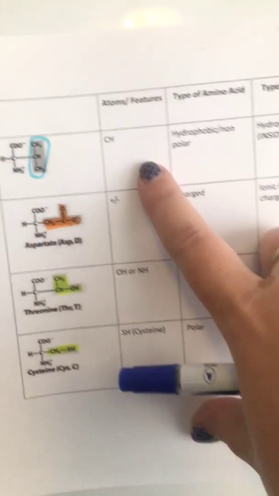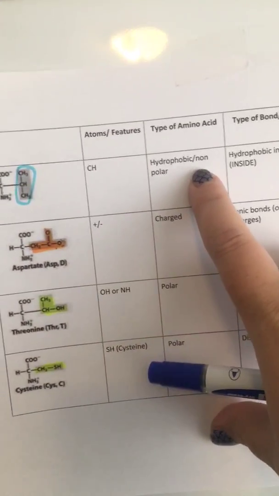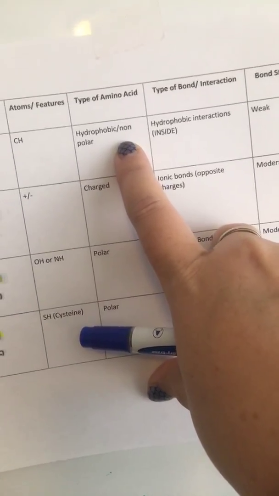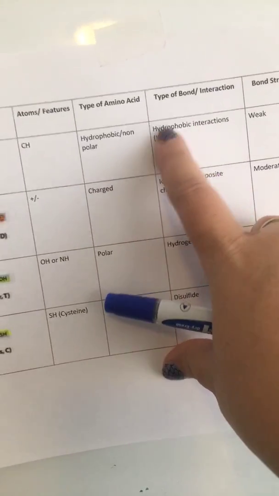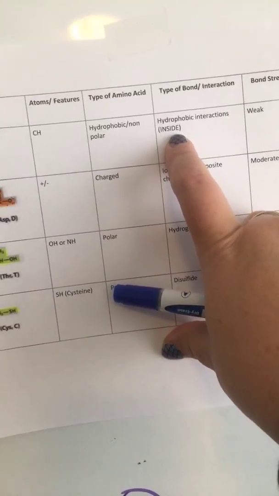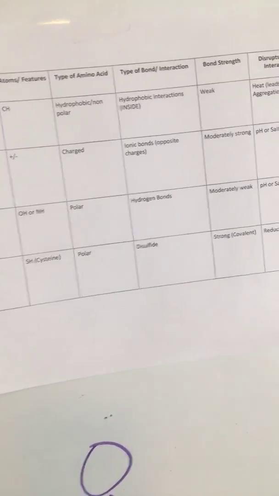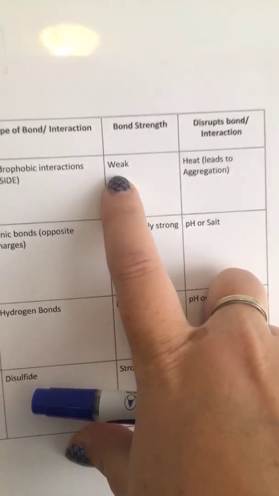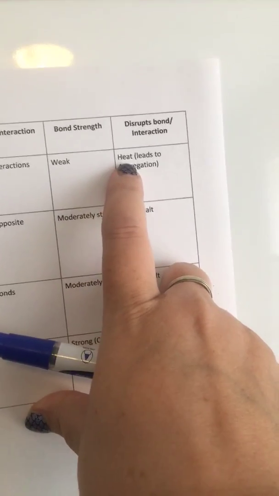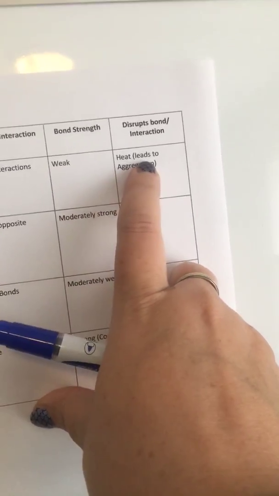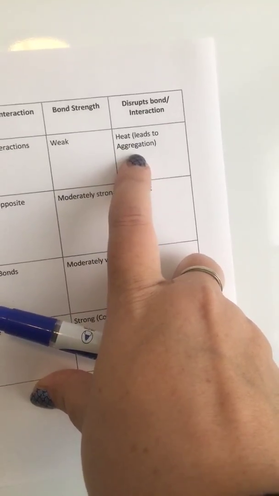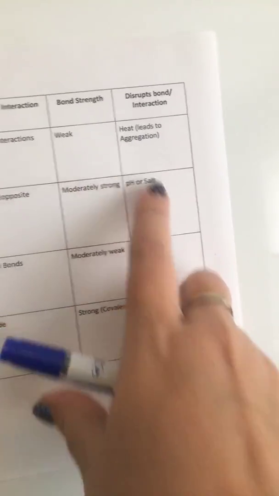Okay, so we have our carbons and hydrogens. Again, these are hydrophobic, non-polar. And then these hydrophobic interactions, these have a huge impact on them, okay? Because they're scared of water, so they're hiding on the inside, okay? The bond strength, it's weak, okay? This means that only a little bit of heat will break them apart, and this will lead to aggregation, which is a fancy word for clumping, okay?